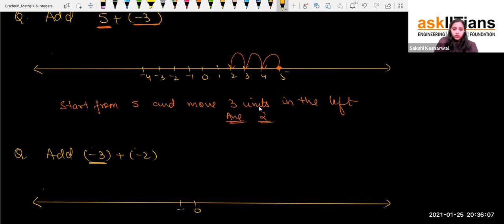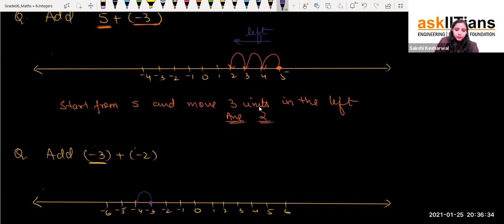So -1, -2, -3, -4, -5, -6, right? This is 1, 2, 3, 4, 5, 6, right? So here you will be starting from here. First you will reach -3, right? Now it says that you have to add a negative number. So you will be moving in which direction? Left direction, right or not? Left. Here also you will be moving in the left direction.